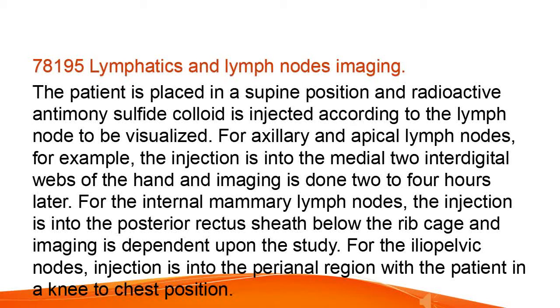For the internal mammary lymph nodes, the injection is into the posterior rectus sheath below the rib cage and imaging is dependent upon the study. For the iliopelvic nodes, injection is into the perianal region with the patient in a knee to chest position.